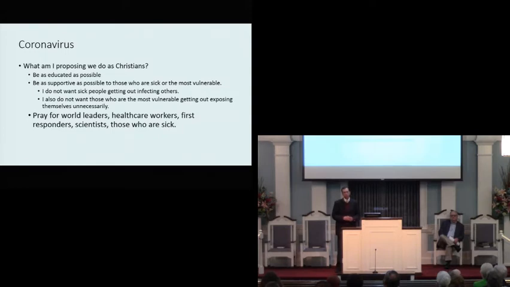Certainly we don't want to expose those people who are more vulnerable. The next point, also do not want those who are the most vulnerable getting out and exposing themselves unnecessarily. So if you're in that population that's 60 years old and above, especially if you have diabetes, heart disease, or lung disease like emphysema or chronic bronchitis, then you really need to think very critically about what you do, especially when we start seeing this in our community, because it's really not a matter of will we see it, it's just a matter of when we see it.